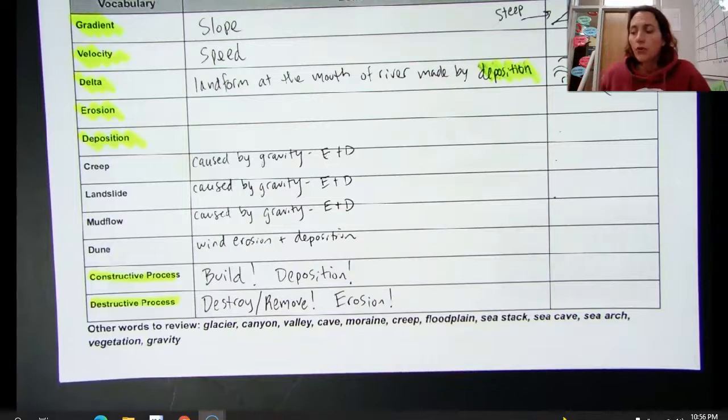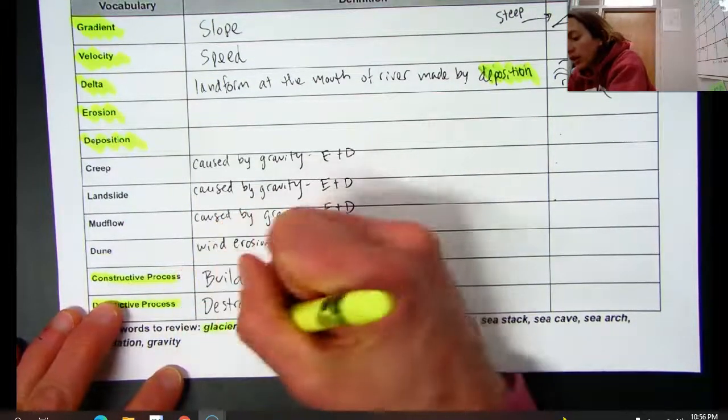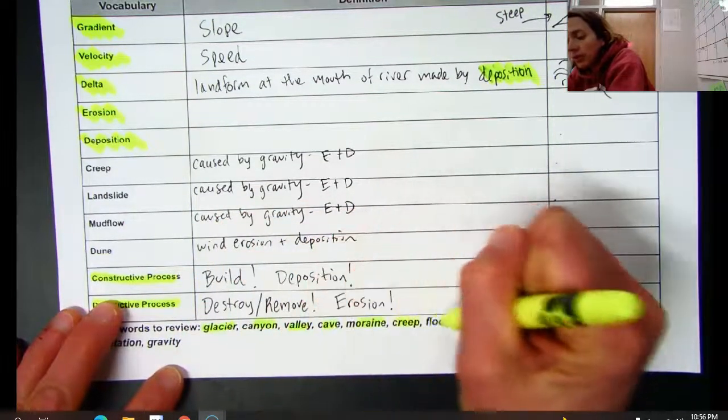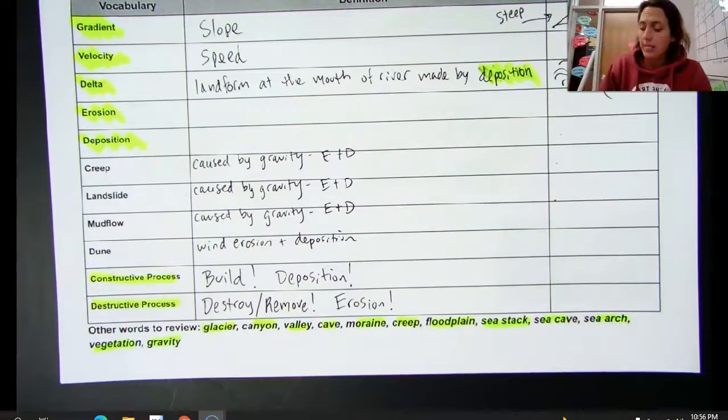Okay. So that's a pretty good start. I would like you to go back through the book and add a few things that you find helpful. Other examples, other definitions. Definitely look up these words if you need to review how they are made, what they are. Definitely know how those are made. Are they primarily erosion or deposition? And what makes them?